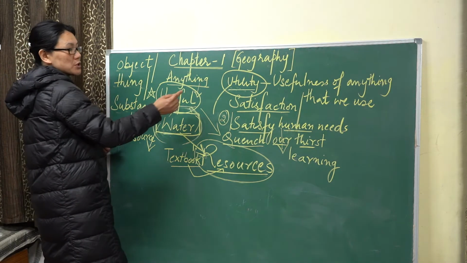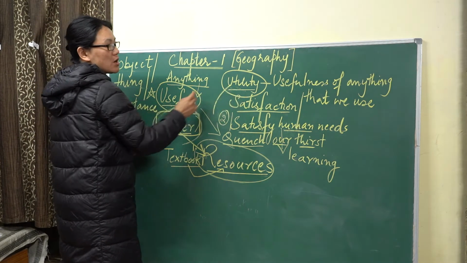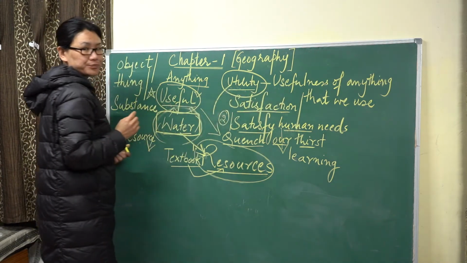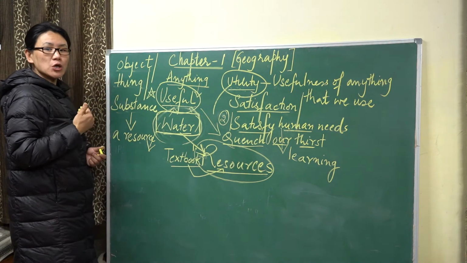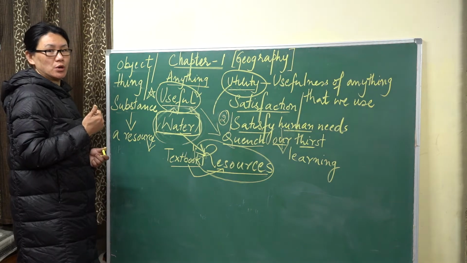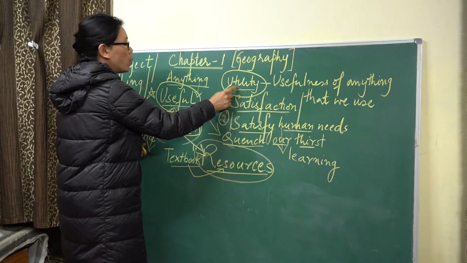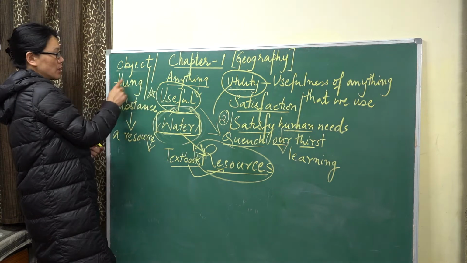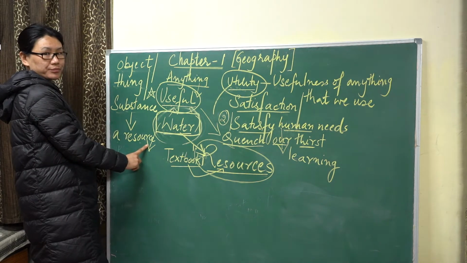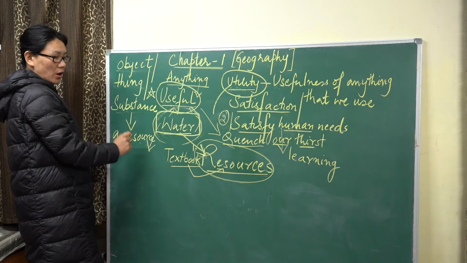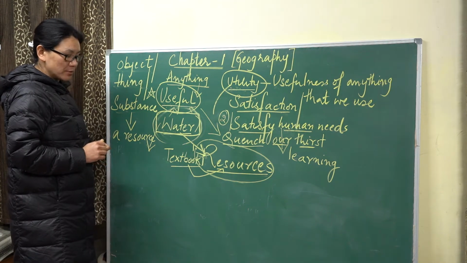So water is now a resource. All right. Okay. So see here, I repeat this concept again. Utility. What is the meaning of utility here? Usefulness. It refers to the usefulness of anything that we as human beings use. Now, this utility will make any object, anything, or any substance become a resource here. Is that clear? Okay. So, this is about utility, right?